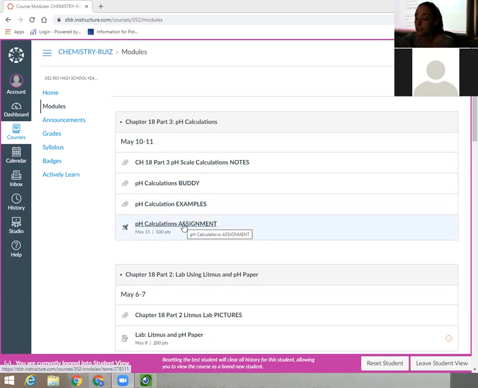On your assignment, you're going to have 10 problems with 2 chances on that assignment, okay? So what I want to do now is go over the examples that are posted here in your module.